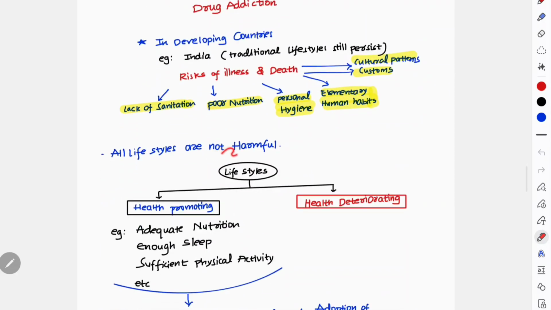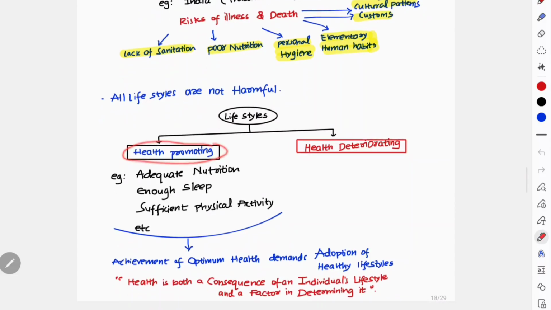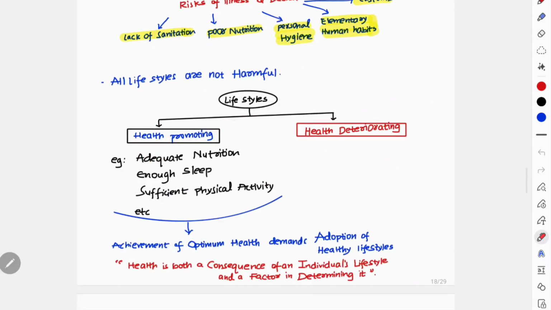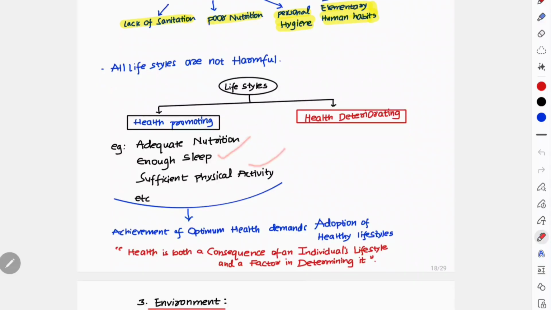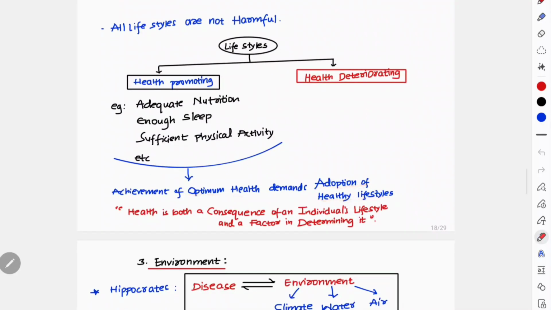All lifestyles are not harmful. There will be lifestyles that promote health, and there will be lifestyles which deteriorate health. So health-promoting ones are what we will focus on, for example adequate nutrition, enough sleep, sufficient physical activity, etc. Achievement of optimum health depends on adoption of healthy lifestyles. Here is the thing: health is both a consequence of an individual's lifestyle and a factor in determining it.